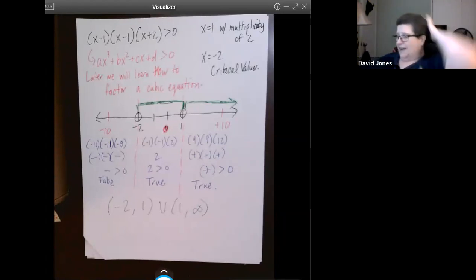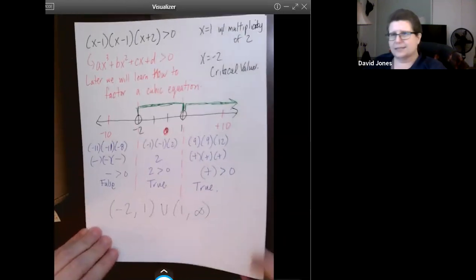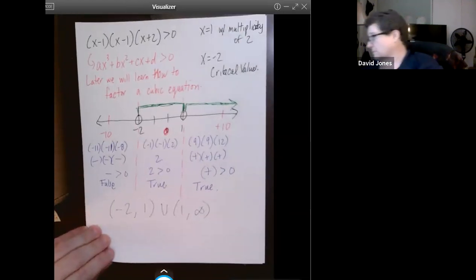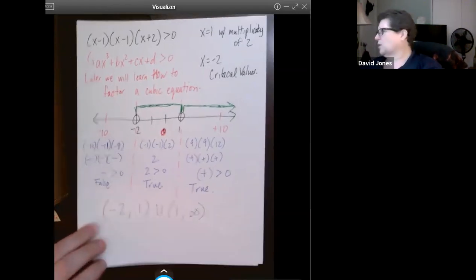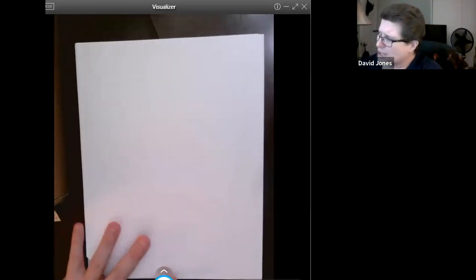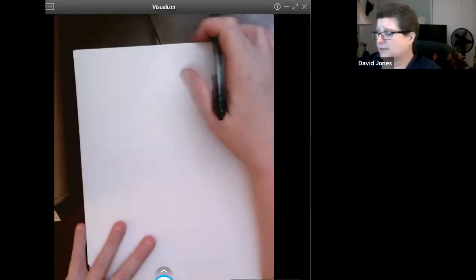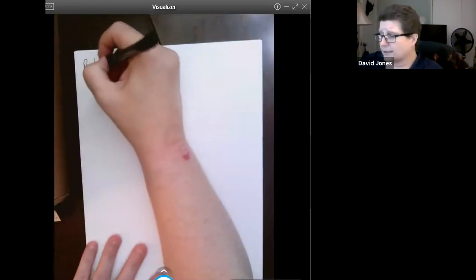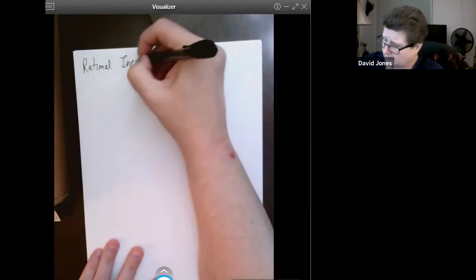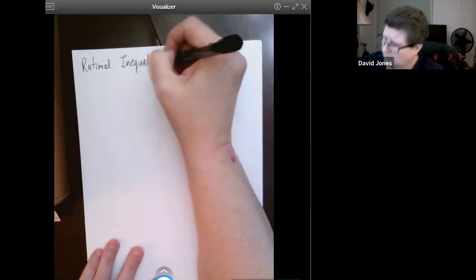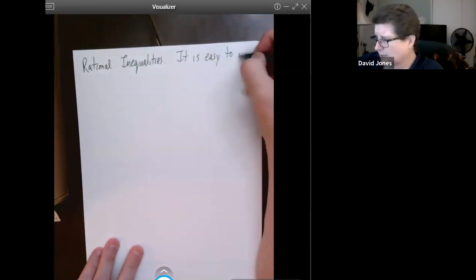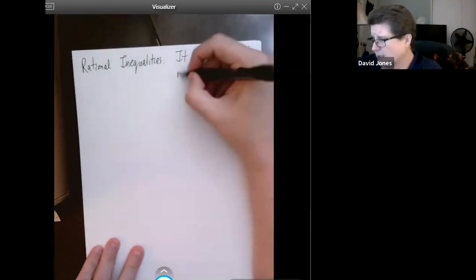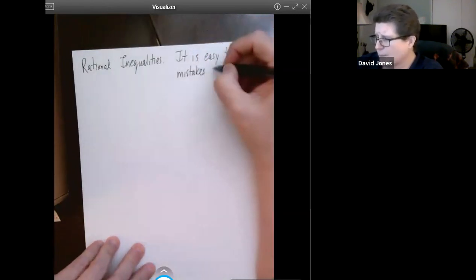All right, finally, probably the hardest thing in this section, might be the hardest thing in this whole chapter, chapter 1: rational inequalities. And when I say hard, I just mean it's easy to make mistakes. Rational inequalities. It is easy to make mistakes. So be patient and go slow.